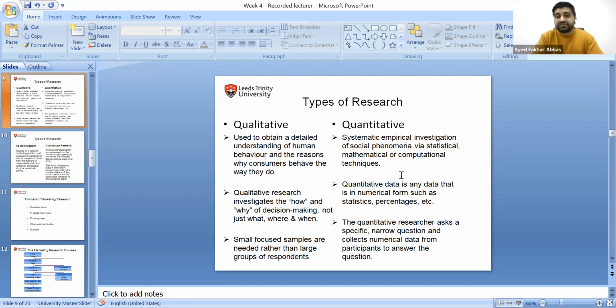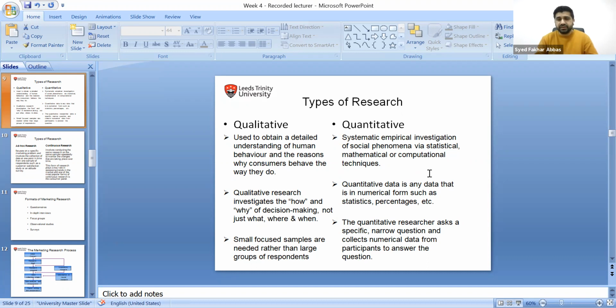Number two is quantitative research. Quantitative research is all about statistics and mathematics, where computational techniques are involved. It is a systematic empirical investigation of social phenomena using statistical, mathematical, or computational techniques. These techniques are used in quantitative research. Quantitative research deals with data in numerical form, such as statistics, percentages, etc. So based on these statistics, companies make decisions accordingly.